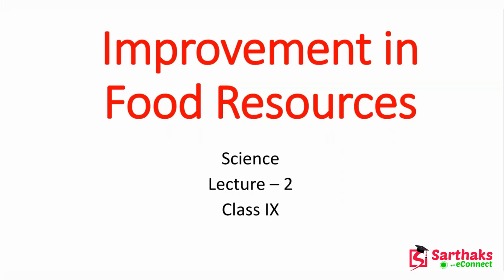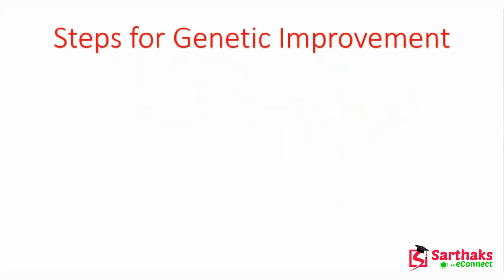Hello students, now we are going to start the second lecture of our chapter, that is improvement in food resources. In this lecture, we are going to talk about some other topics. The very first is steps for genetic improvement. Now, what are the steps? We all know that crop production can be improved by genetic improvement.